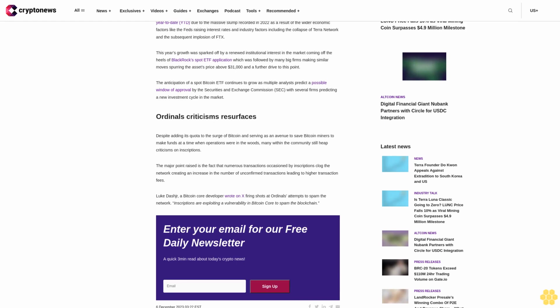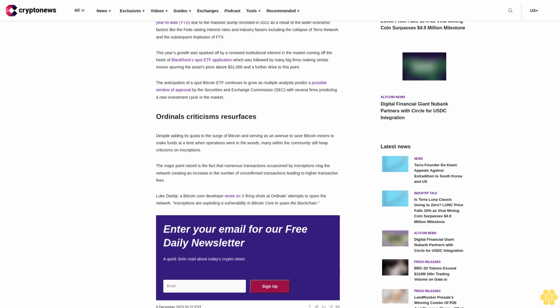This year's growth was sparked off by a renewed institutional interest in the market coming off the heels of BlackRock's spot ETF application, which was followed by many big firms making similar moves, spurring the asset's price above $31,000 and a further drive to this point. The anticipation of a spot Bitcoin ETF continues to grow as multiple analysts predict a possible window of approval by the Securities and Exchange Commission (SEC), with several firms predicting a new investment cycle in the market.